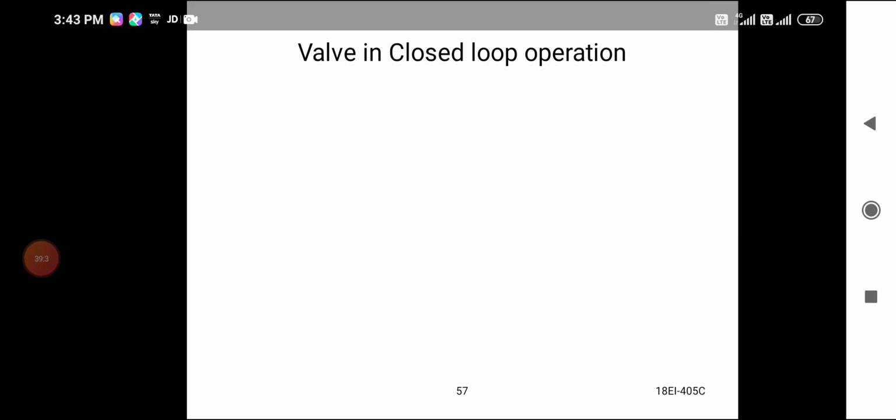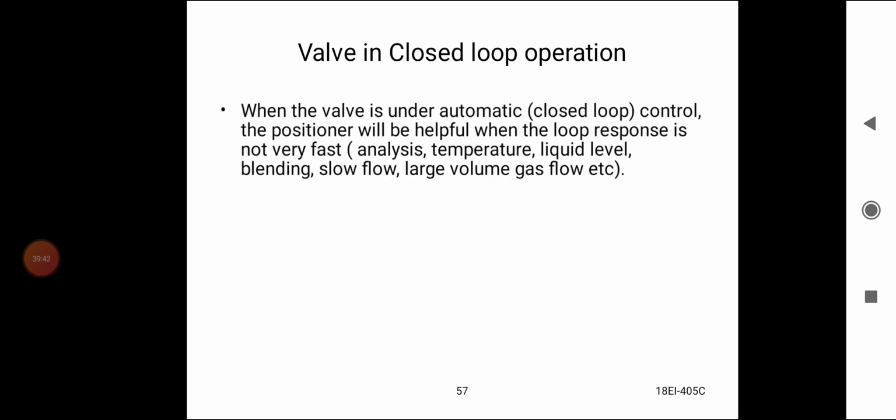Valve in closed loop operation. When the valve is under automatic closed loop control, the positioner will be helpful when the loop response is not very fast: analysis, temperature, liquid level, blending, slow flow, large volume gas flow, etc.